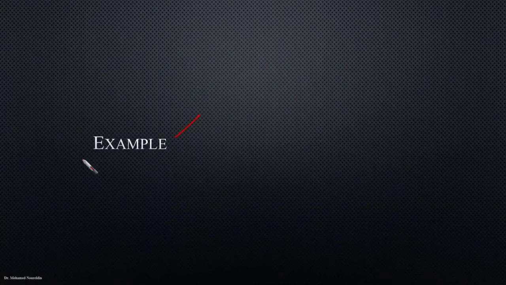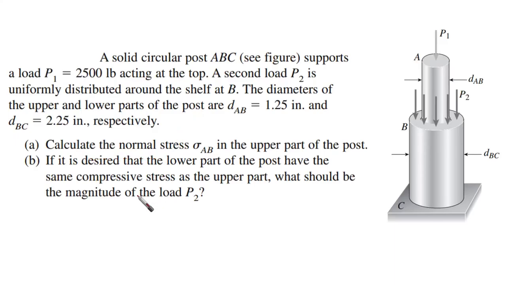Okay, we are going to have an example right now to apply what we have studied up until this point. In this example we have a solid circular post A, B, C. It is like a shaft, for example, or a post, and it has different diameters. The upper diameter is DAB, and a larger diameter underneath is DBC.